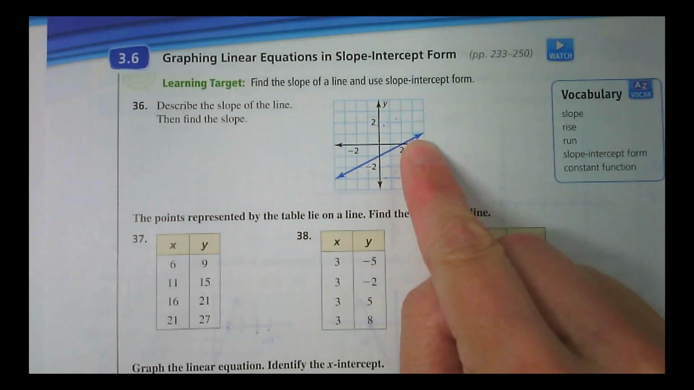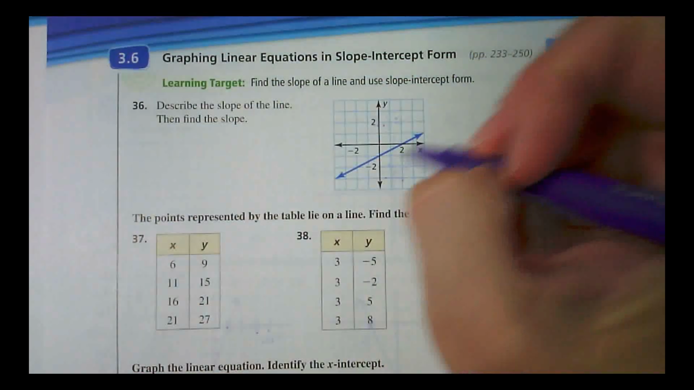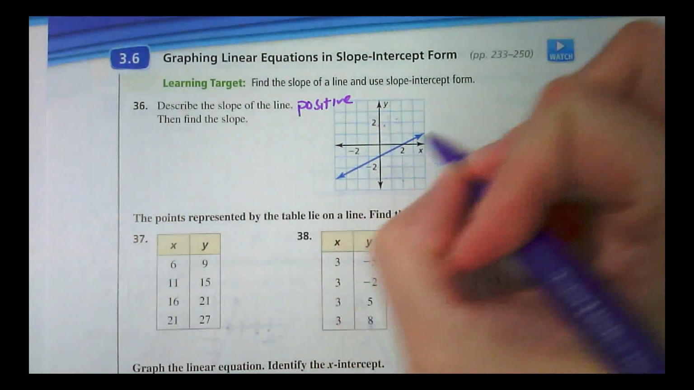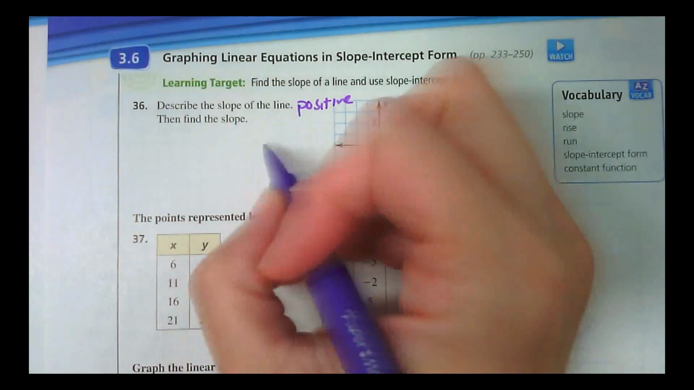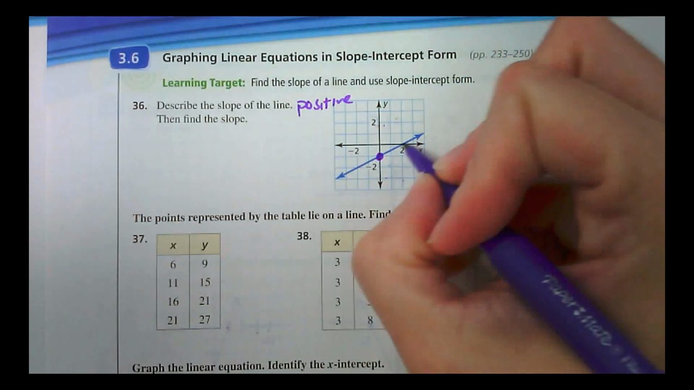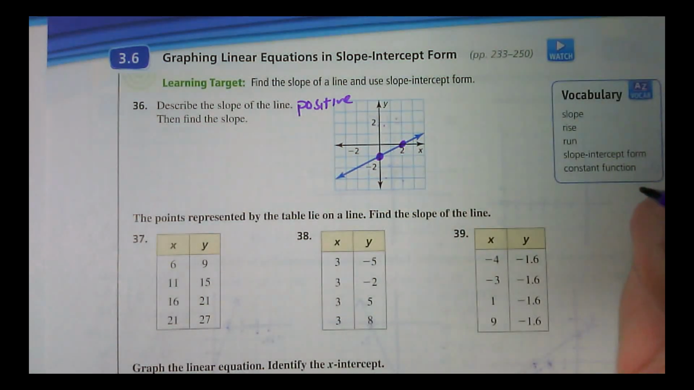Okay, we are describing the slope. When we describe the slope, we would describe the slope as positive because it's increasing from left to right, and then find the slope. So find the slope means I need to pick 2 points that are on the line. This point and this point are definitely on the line.